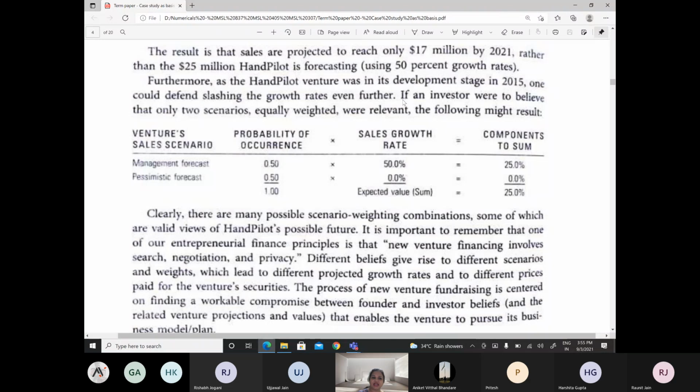So in case you sell, which is a management forecast with a 50% occurrence, then you can maybe achieve a 50% growth rate, and that will come out to be 25%. And in case you're not able to bring your product to market, then you make nothing. So then the sales growth will be 0. So then the expected value will further come down to 25%.